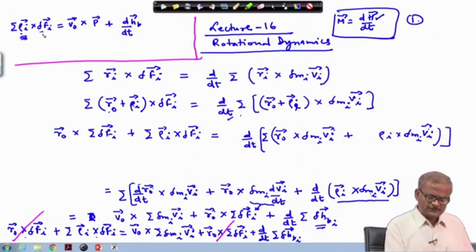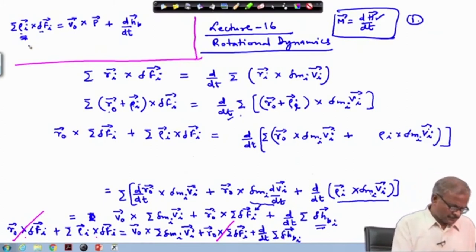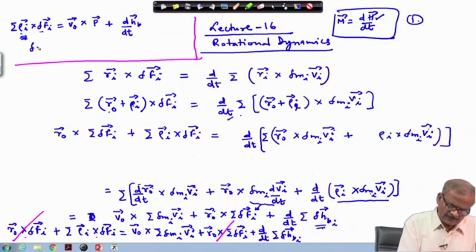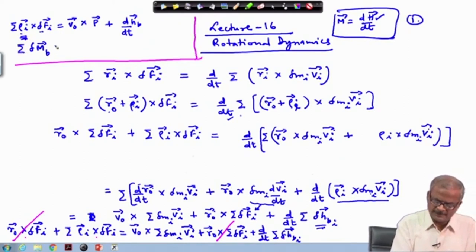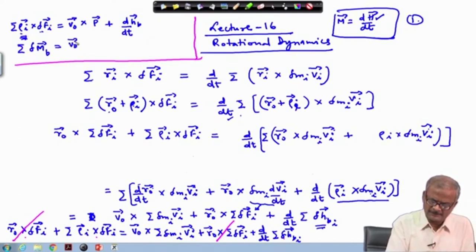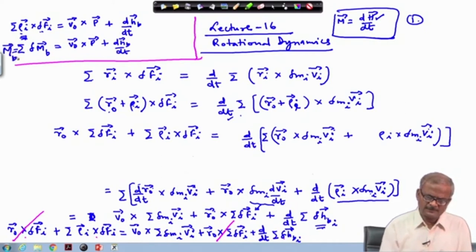So, here this is your torque equation. So, we can write this as delta m, and remember this is about the point O of the body frame. This rho I is measured from the origin of the body frame, therefore we will write here delta m b. Okay, so this quantity is delta m b, and on the right hand side this is v 0 cross p plus d h b by d t, and this we can sum and write here as m b.